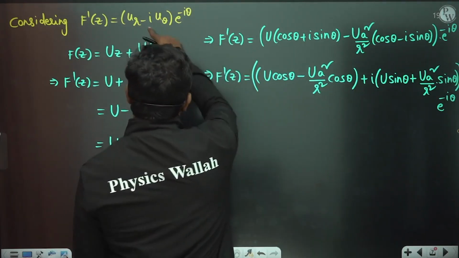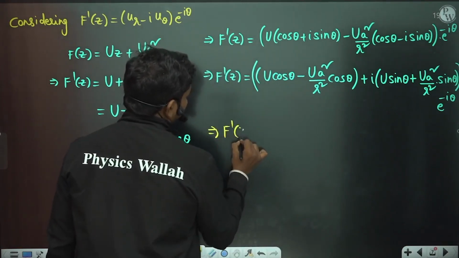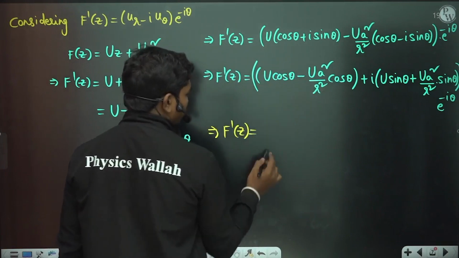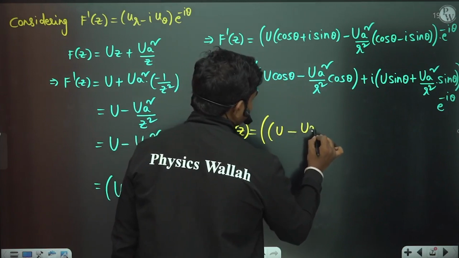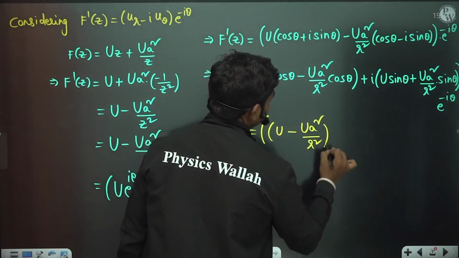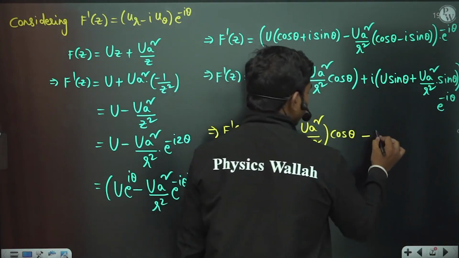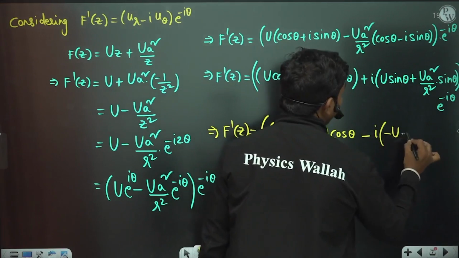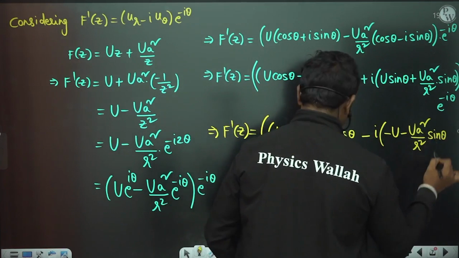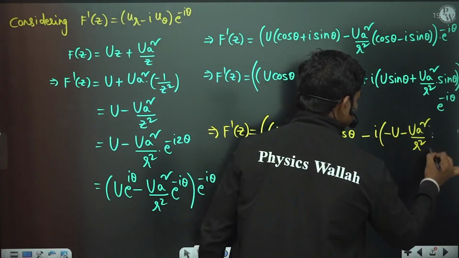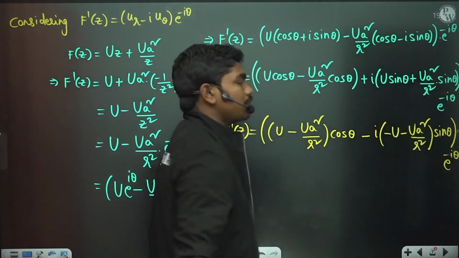Okay, because you want a minus sign here, therefore f dash of z is equal to, from these two terms, if you take cos theta common, we have u minus u a square by r square times cos theta, minus i times minus u a square by r square sin theta. This whole value is multiplied with e power minus i theta, so that e power minus i theta comes out.